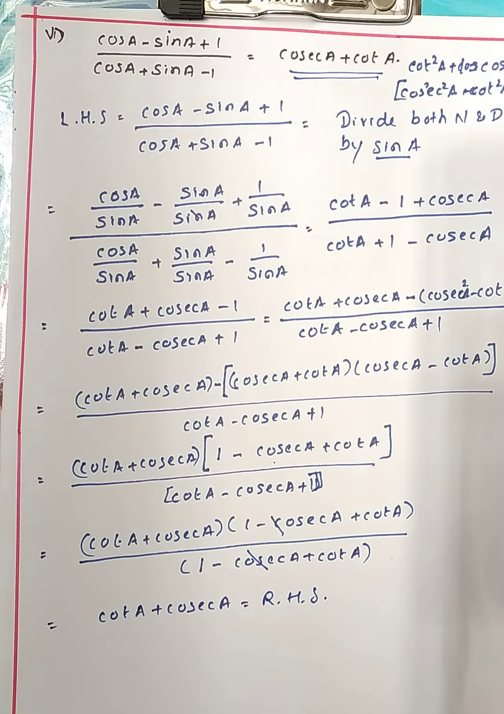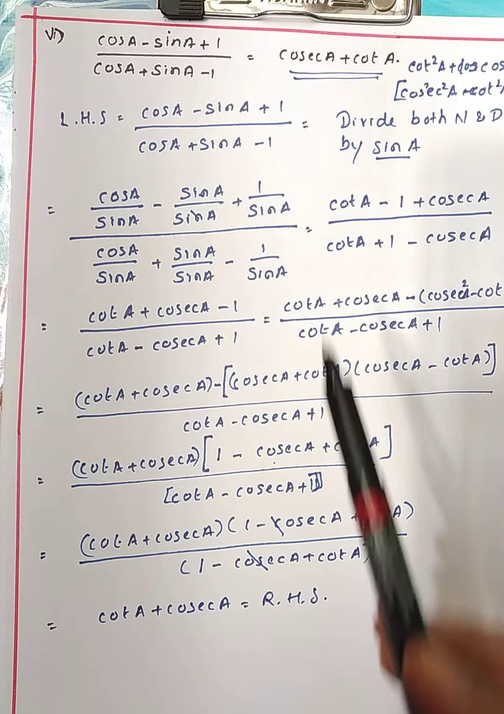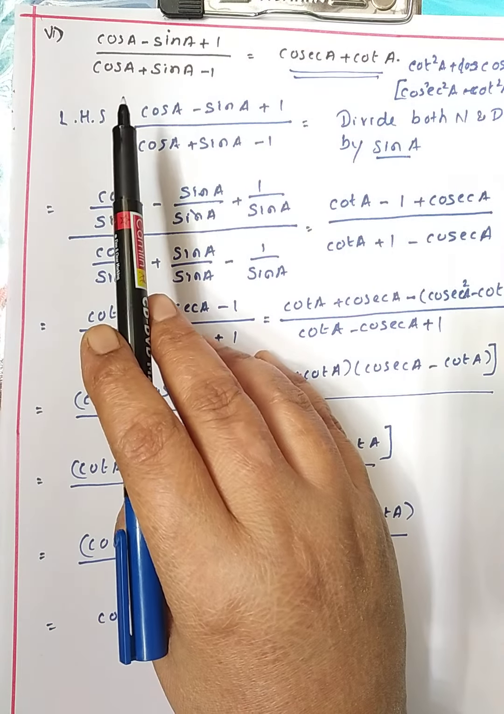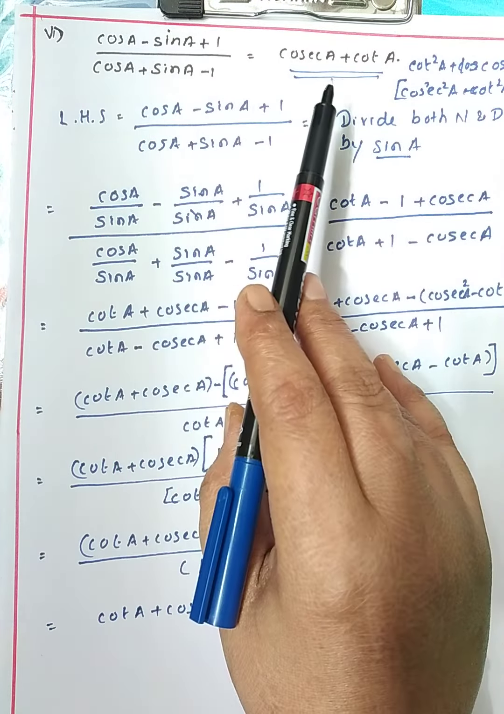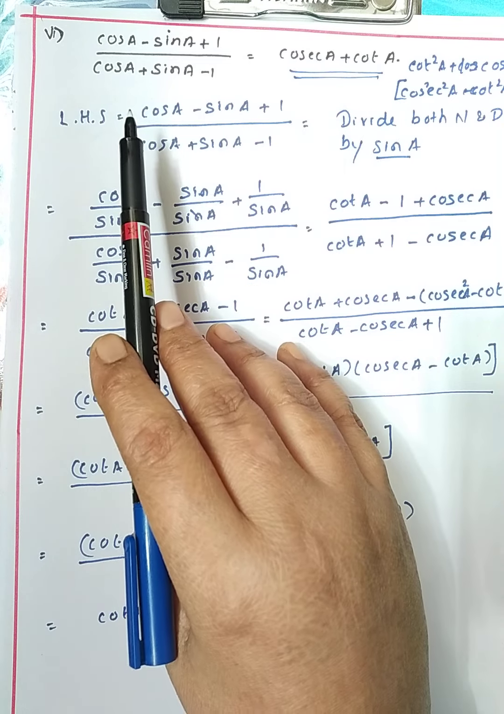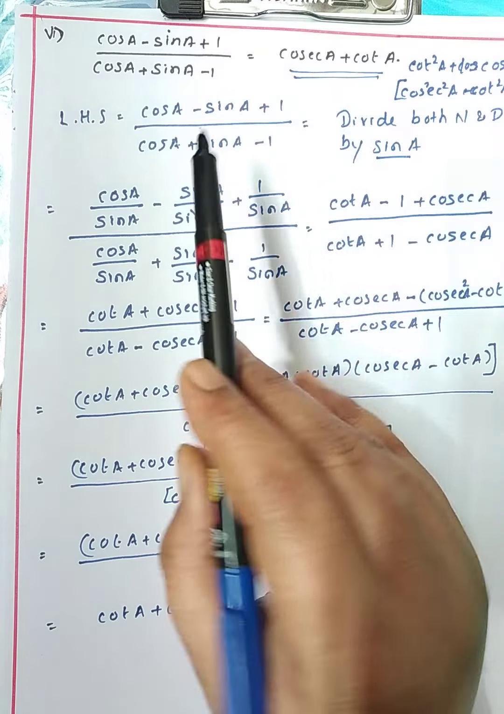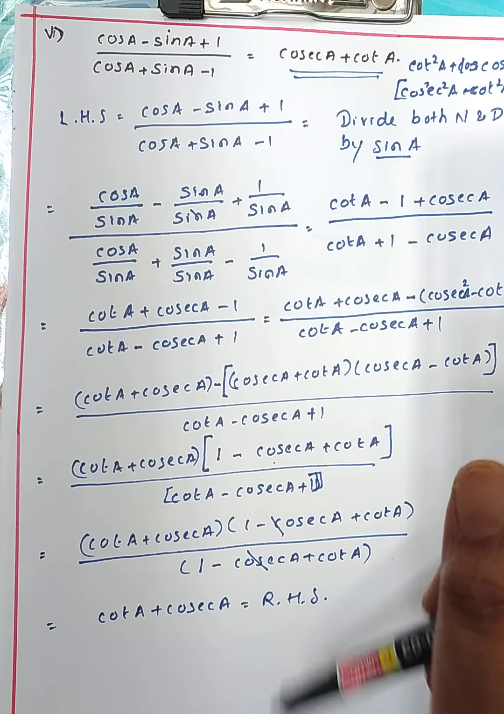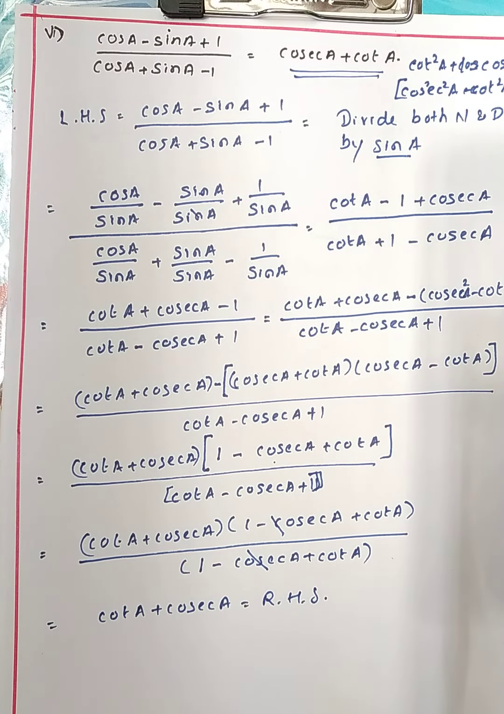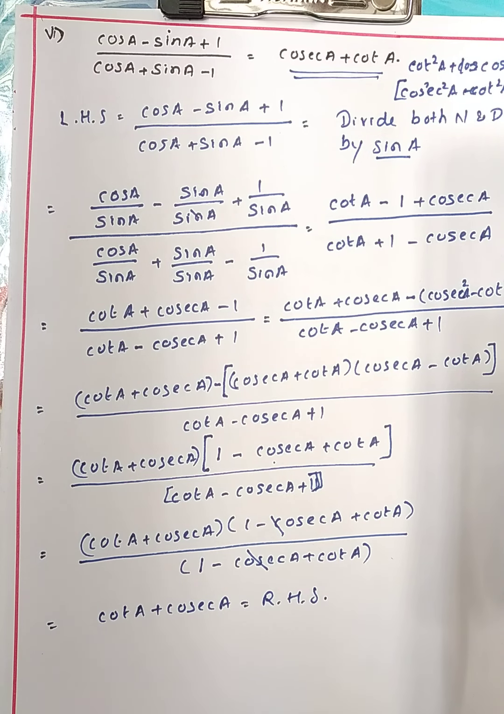Whenever proving sums like these, we have to see what the LHS and RHS are, and whether we can convert sin and cos into cot or cosec, and then simplify the answer. So this completes the fifth question, and we will see the next questions in the next session. Okay, thank you.